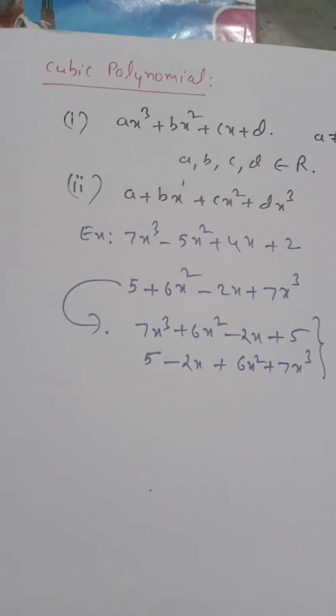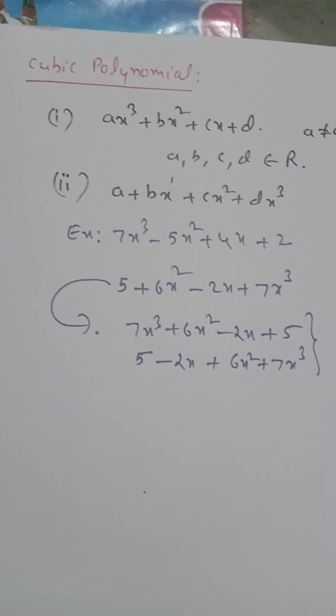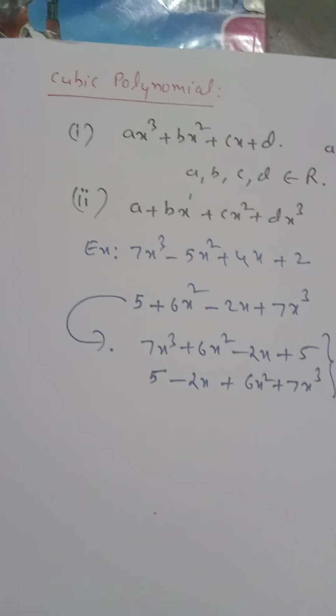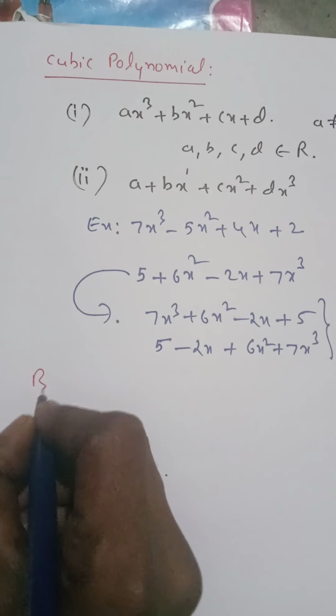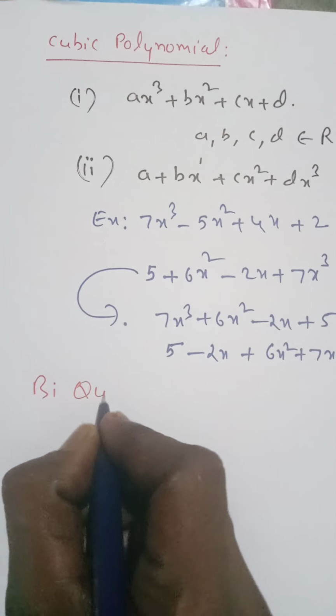Now, if the degree of the polynomial is 4, we call it a biquadratic polynomial. We will now discuss biquadratic polynomials.